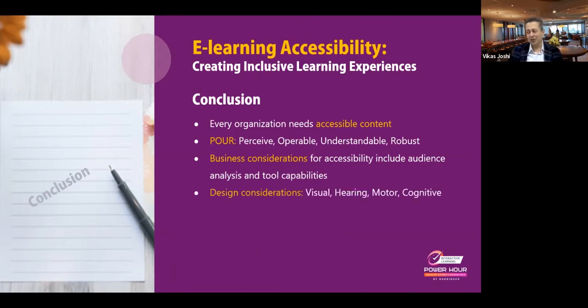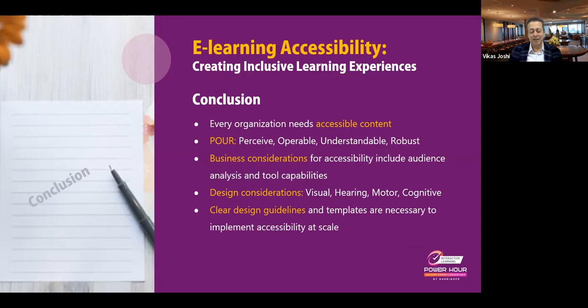The design considerations are visual, hearing, motor, and cognitive. It's not just visual and hearing. And like Shalaka said, also situational and other types of disabilities. And finally, a clear set of design guidelines and templates is necessary for implementing accessibility at scale.